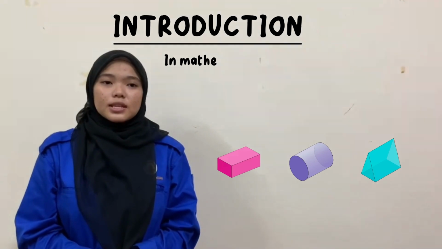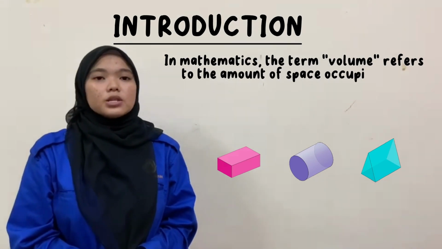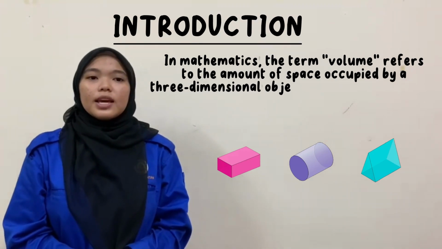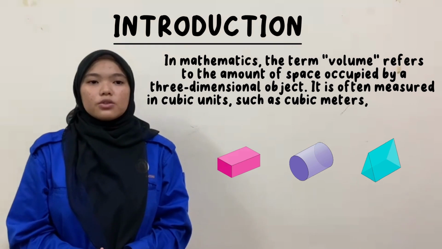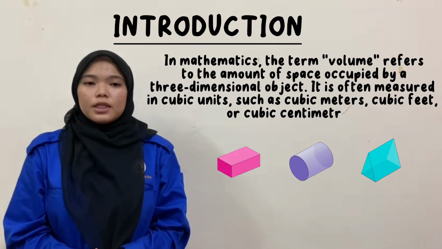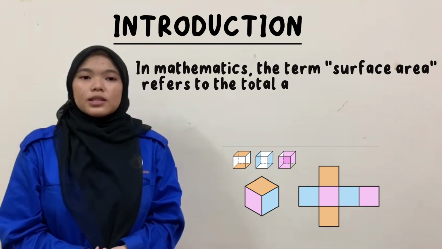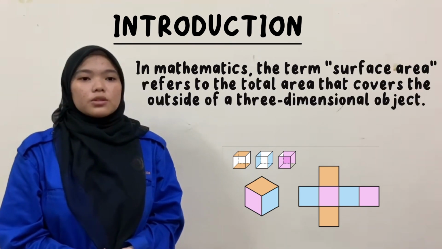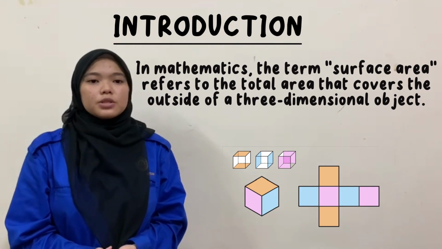In mathematics, the term volume refers to the amount of space occupied by a three-dimensional object. It is often measured in cubic units, such as cubic meters, cubic feet, or cubic centimeters. In mathematics, the term surface area refers to the total area that covers the outside of the three-dimensional object.